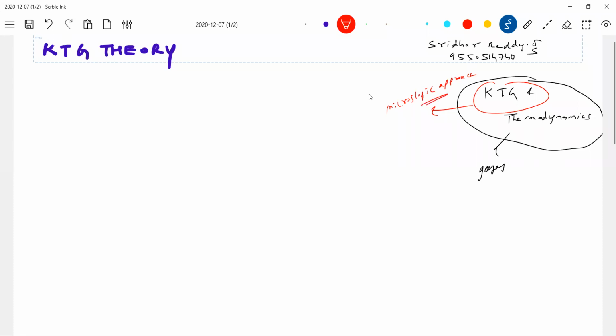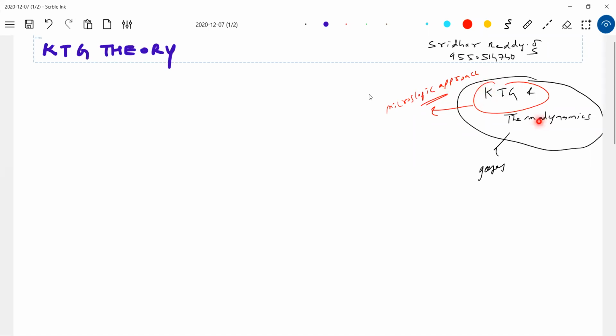It's about the microscopic approach, is what we are telling. When I supply heat to a gas, what will happen to its molecules? How will they move? What will be the interaction between molecules, and how will the molecules move? What about the energy of molecules? What will happen, all that? That is what KTG is.